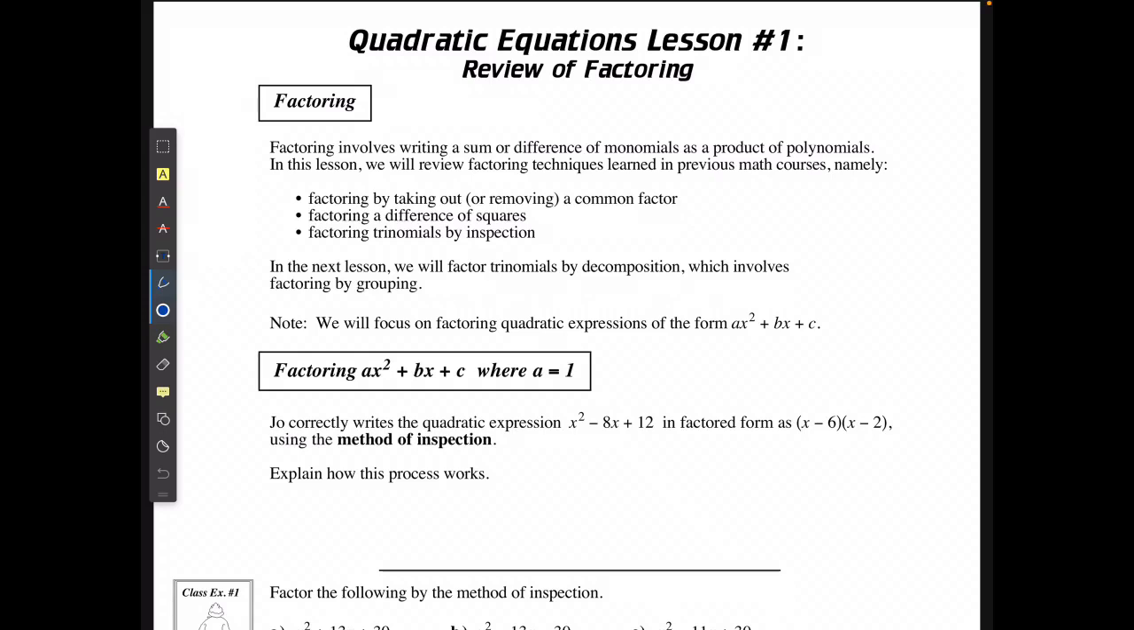All right, in order to solve quadratic equations, one of the primary methods we're going to use is factoring. So we need to remember our factoring polynomials from grade 10. We can factor by taking out a common factor, which should always be our first step if possible. We can factor by difference of squares. We can factor by inspection. We can factor by decomposition and grouping, which we're going to focus more on in the next lesson.